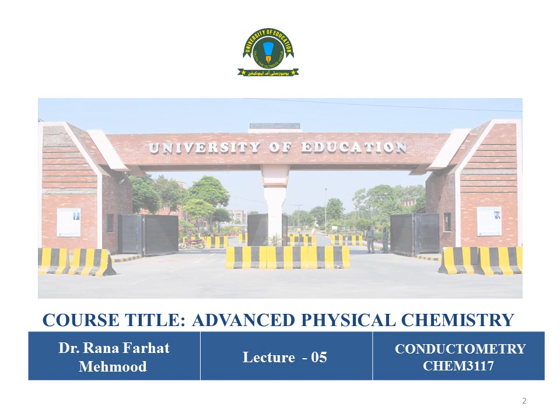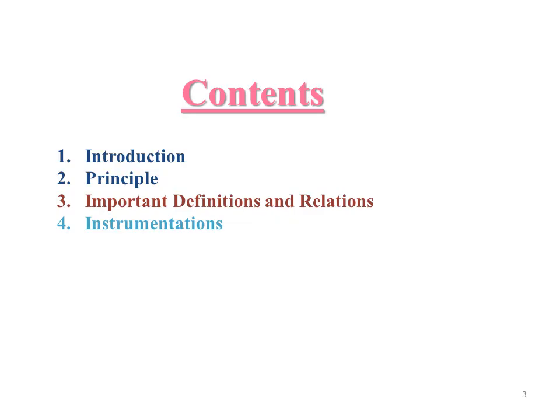Today we will discuss our lecture number 5. The course title is Advanced Physical Chemistry. The topic is Conductometry. The course code is CHEM 3117. Let us start our topic. The contents here are: number 1, introduction; number 2, principle; number 3, important definitions and relations; number 4, instrumentation.